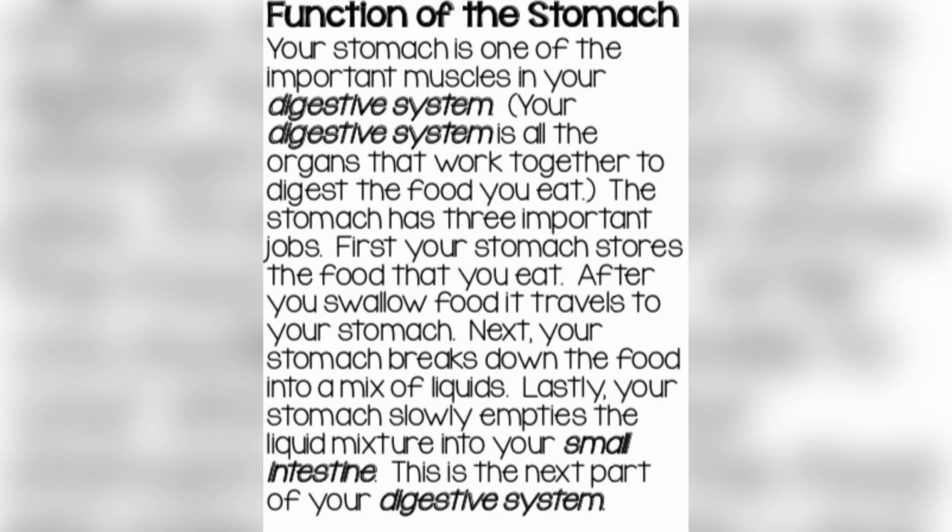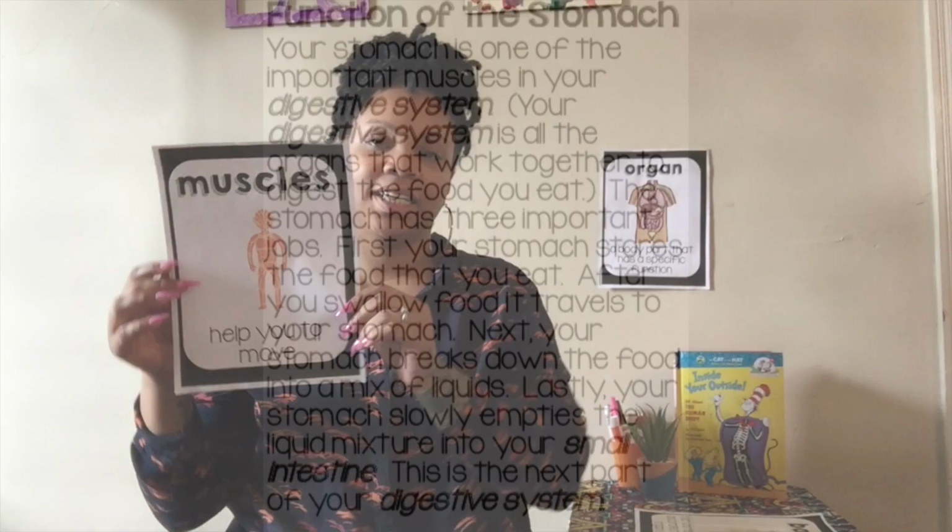First, your stomach stores the food that you eat. After you swallow food, it travels to your stomach. Next, your stomach breaks down the food into a mix of liquids. Lastly, your stomach slowly empties the liquid mixture into your small intestine. This is the next part of your digestive system.